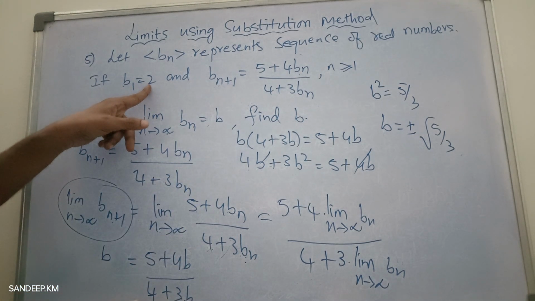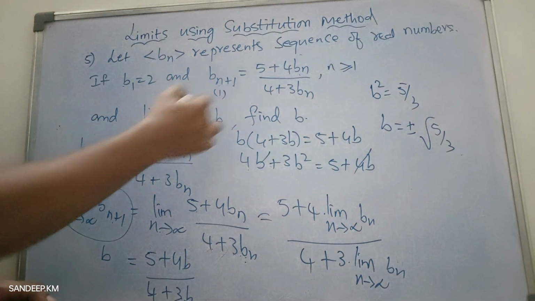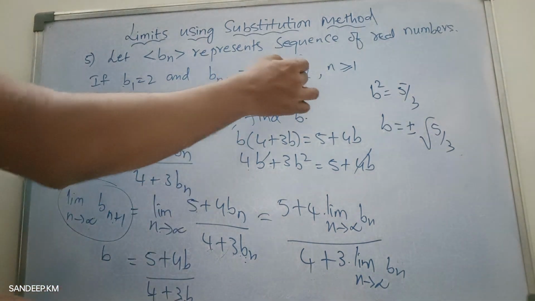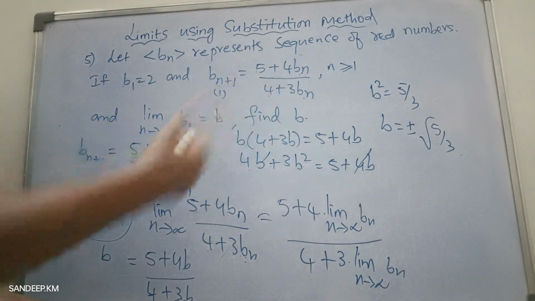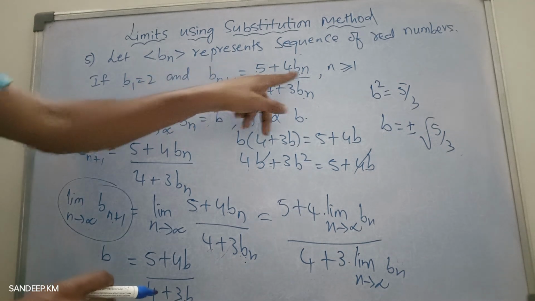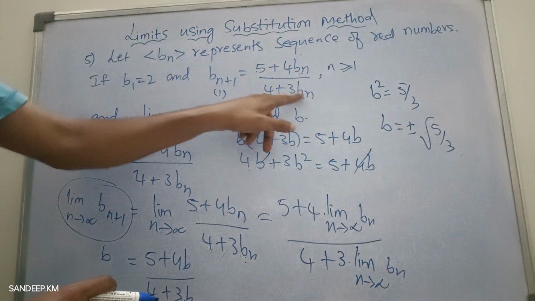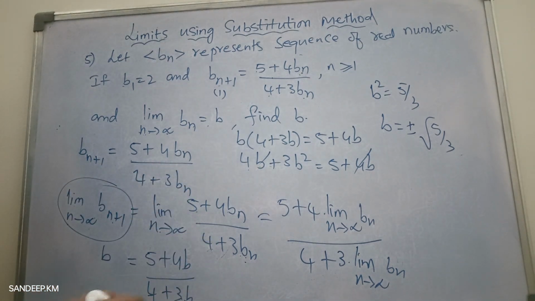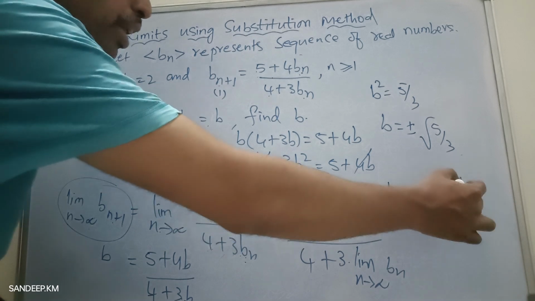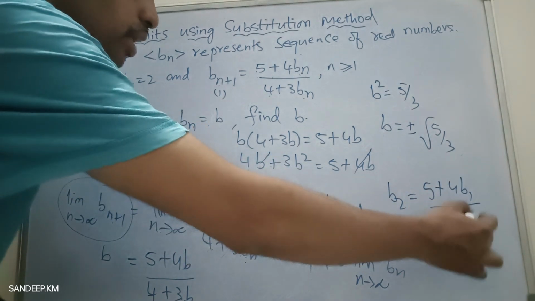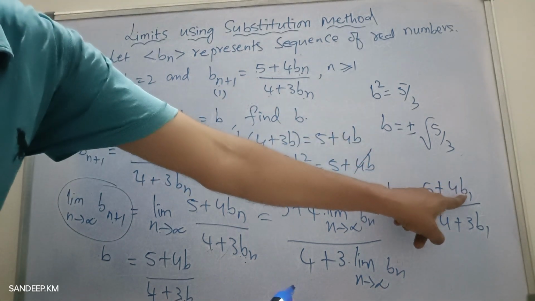b1 is 2, a positive number. If you want b2, you will take n value 1, and you will find b2. N value 1 means what? 5 plus 4 into b1 divided by 4 plus 3 into b1. That means we will substitute b1 value as 2. So 5 plus 4 into 2 divided by 4 plus 3 into 2. Are you understanding what I am saying? If you want to find b2 using the formula, it is 5 plus 4 into b1 divided by 4 plus 3 into b1. b1 is positive. Substitute b1 as 2. Calculate.